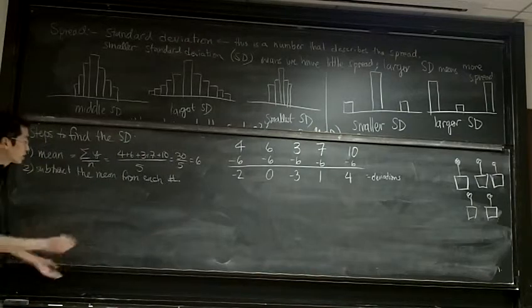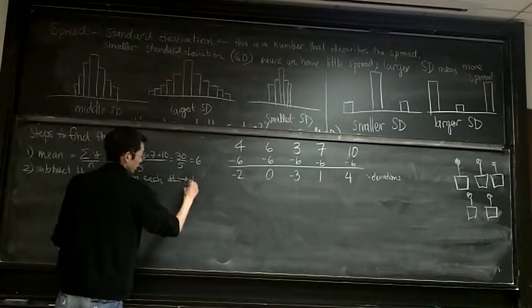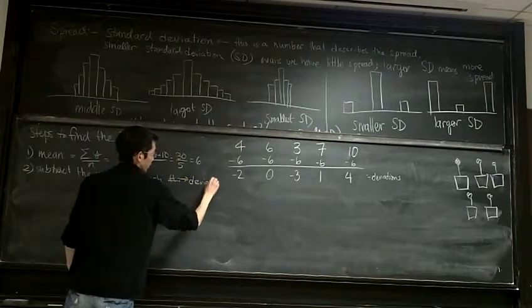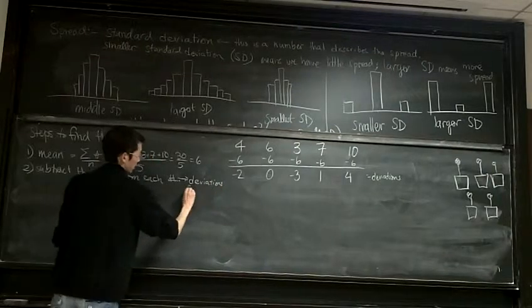Subtract the mean from each number. This gives us our deviations. Deviations from the mean.